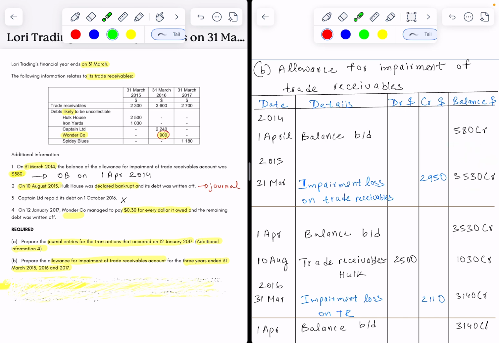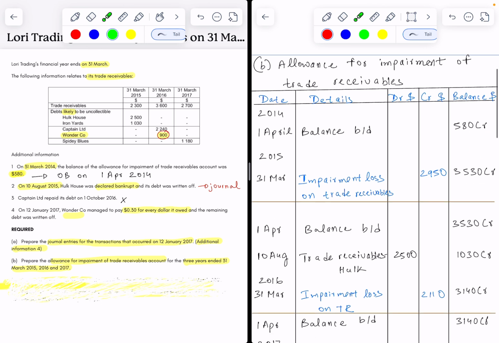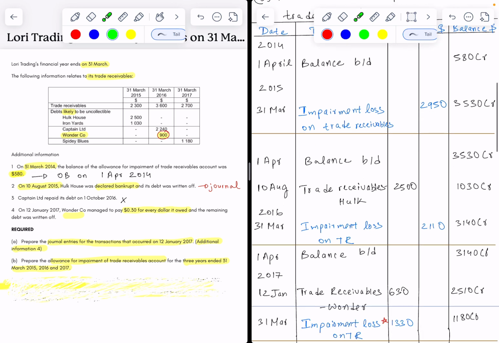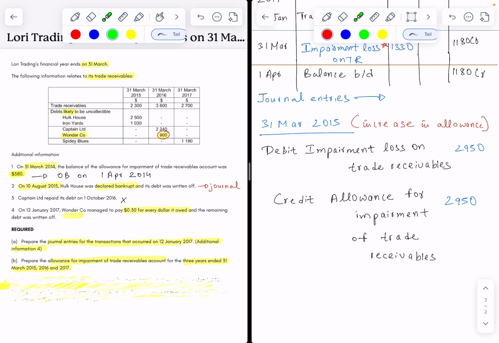Now, as you can clearly see, from $580 credit at the beginning of 1 April 2014, we are ending with $3,530 credit at 31 March 2015, which is a massive or a substantial increase, right? This increase is due to the fact that we have got some impairment loss. So let's look into the relevant journal entry at 31 March 2015. So we understand our allowance is going up significantly from $580 at 1 April 2014 to $3,530 at 31 March 2015. And the difference between these two amounts is $2,950, which is the increase in allowance.